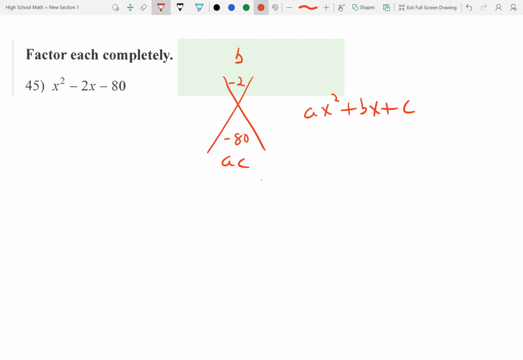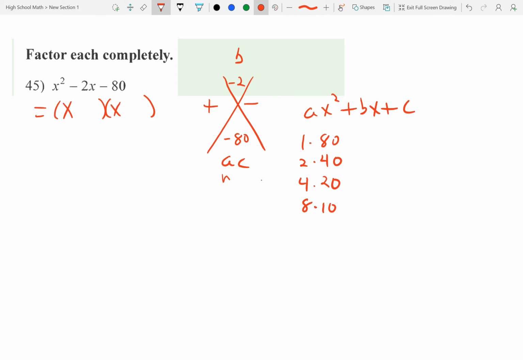Well, if we have a minus in the bottom, one will be plus, one will be minus. In order to get a negative product, we need 1 plus, 1 minus. We know that we're going to have 2 binomial factors, and we know we'll have an x in the first position. X times x yields x squared. We want the paired factors of 80. That's 1 times 80, 2 times 40, 4 times 10. Pardon me, 4 times 20. 8 times 10. There are others, but I think we have the one we need.